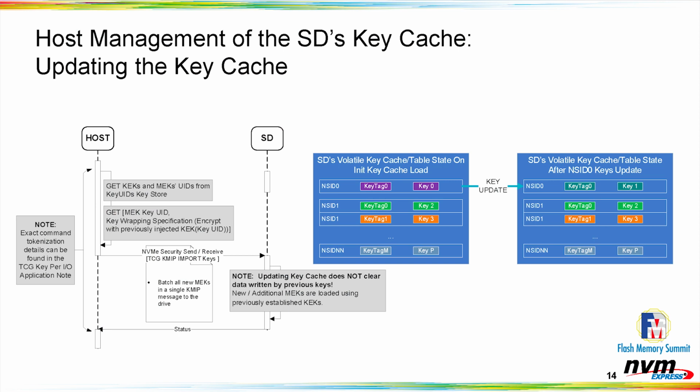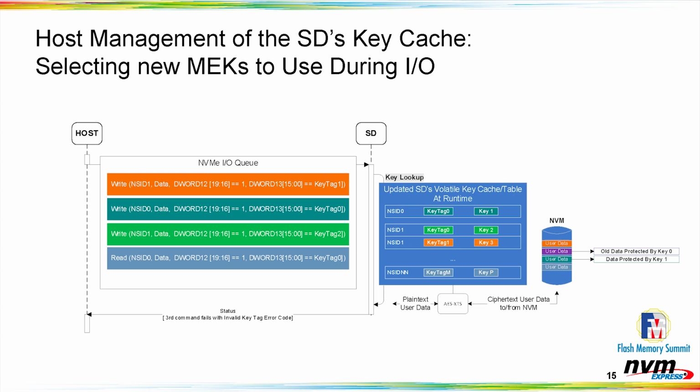The host can update the key cache anytime. They can provision new keys into the key cache, and updating the key cache has no effect on the actual data that's been written using the keys that are being replaced out of the key cache. In this example, the host can choose to provision a new key for namespace ID 0, in the first key tag, and that updates it from key ID 0 to key ID 1, and the host can then use that newly provisioned key to write its data.